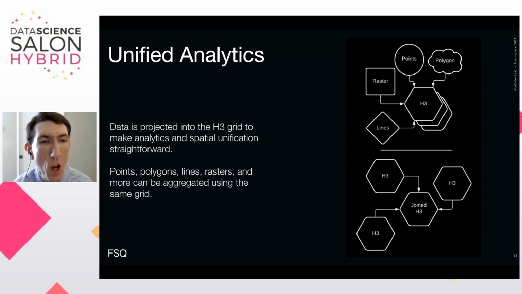These all come in different geometries, and our solution for working with these in analytics is to project them into the same H3 grid. Having this data in the same H3 grid in the Hextile system means that when we want to bring different data sets together, it's a very straightforward matter to join these data sets. And this is a really key feature of the Hextile system.